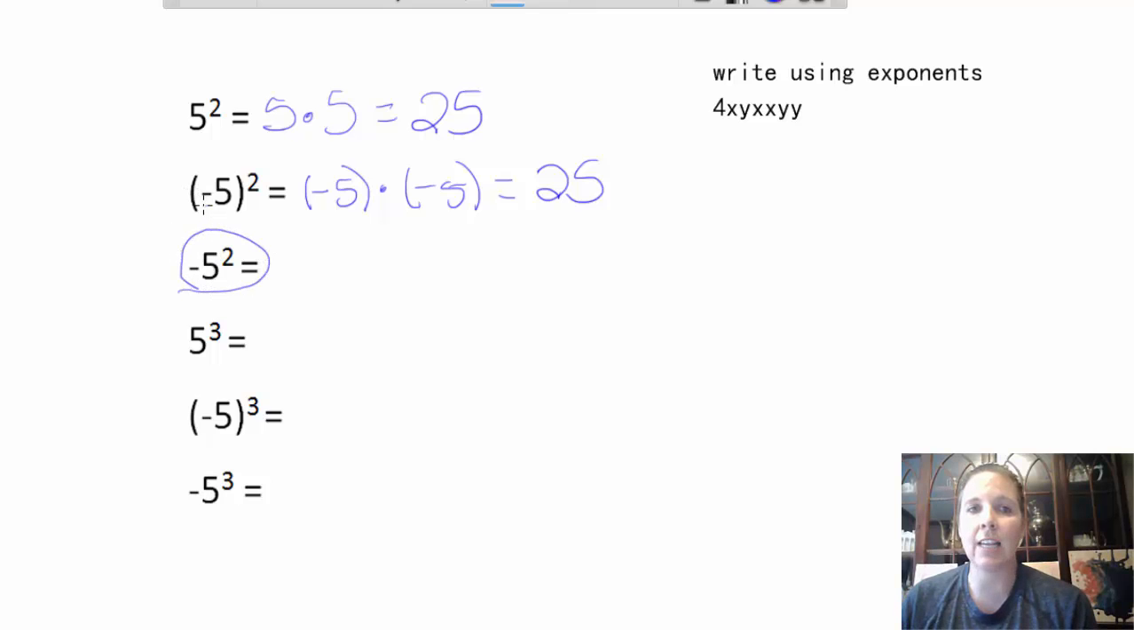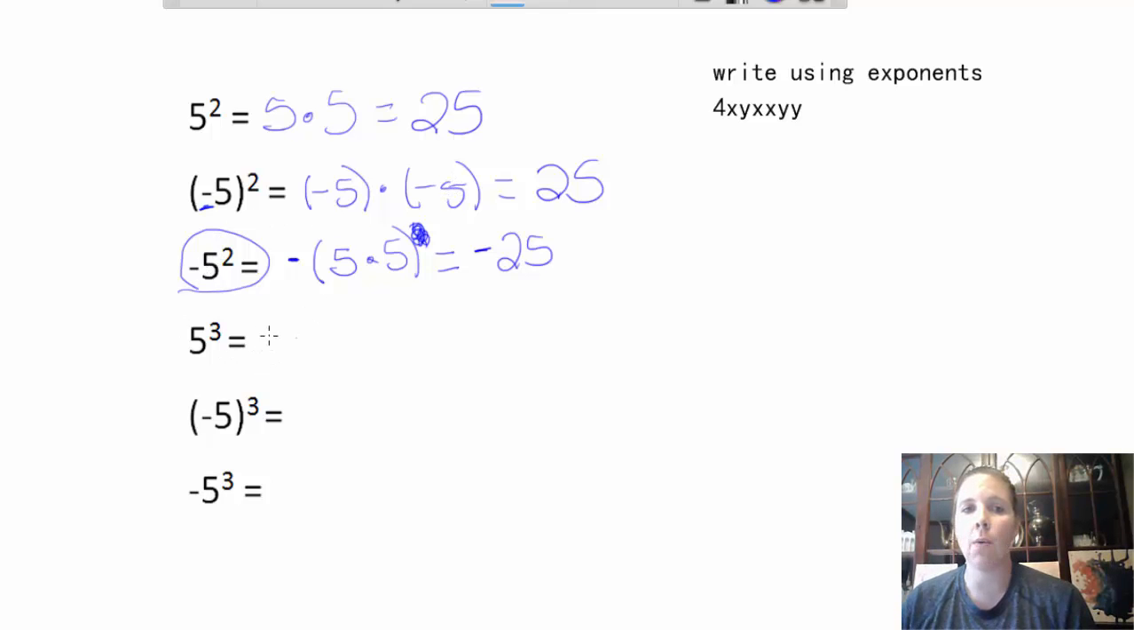Do you see how this negative is not inside the parentheses? That means that negative is not being squared, just the 5 is being squared. Okay, so this is actually read as the opposite of 5 squared. So it's the opposite of 5 times 5. So it's going to be the opposite of 25, because 5 times 5 is 25 and you take the opposite. Or you can just think, if it's not inside the parentheses, you don't bring that negative with it when you multiply.